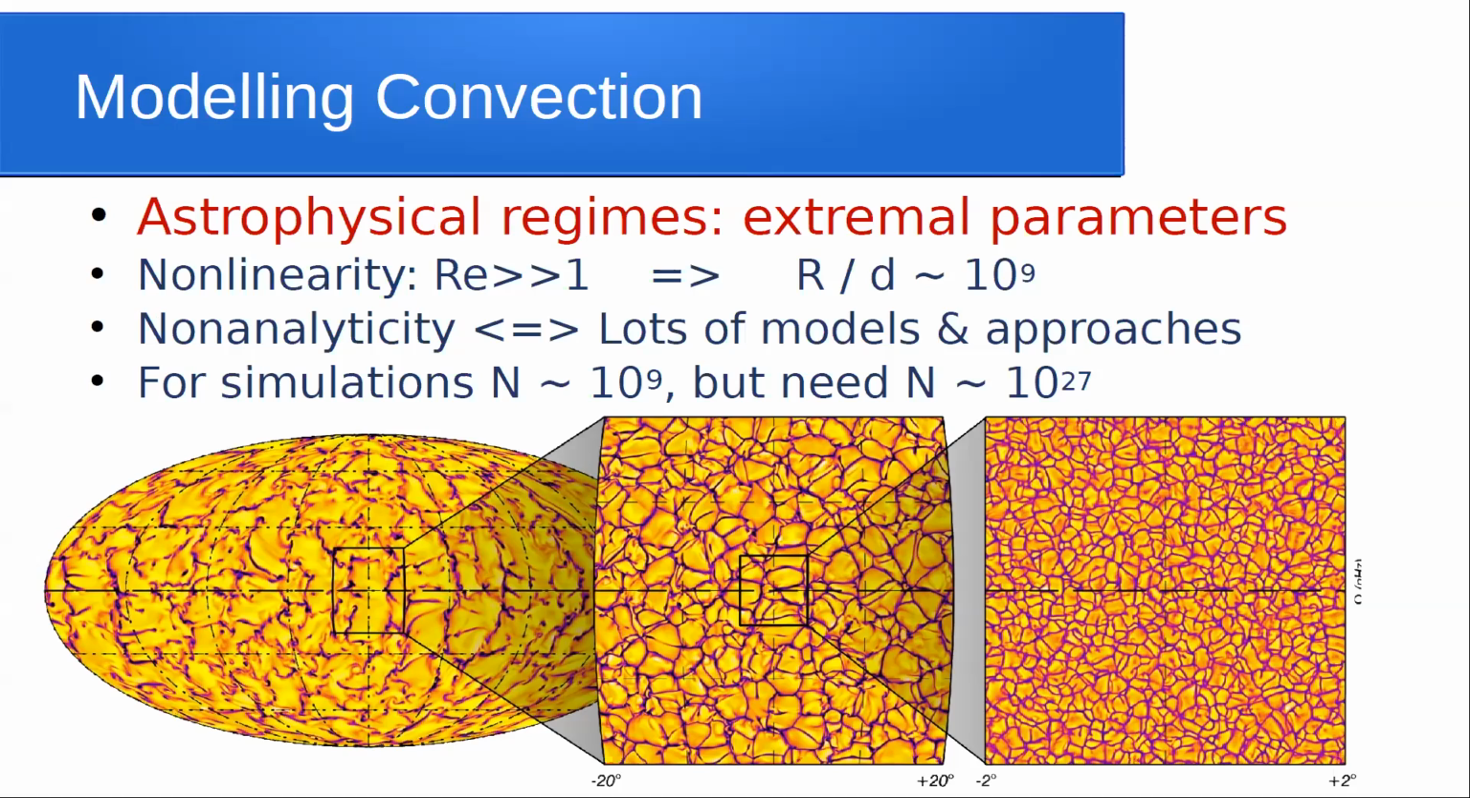So there's lots of different models, lots of approaches. I'll just talk about one or two today. But for simulations, for the numerical side of things, you can typically do about 1 billion points. Sometimes if you really push things and do a maximal type of simulation, you can do 1 trillion points in your simulation. But for a star, of course, you need something like 10 to the 27. So, you know, computer size of the universe sort of problem.